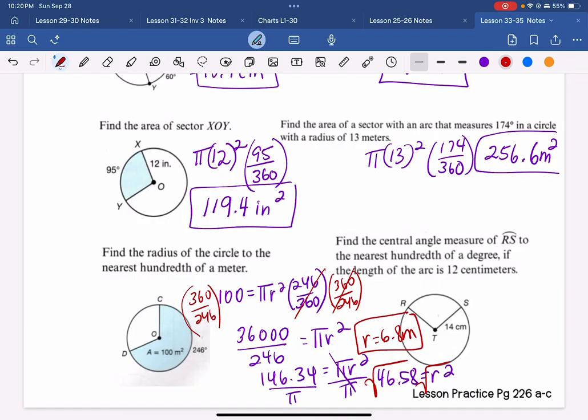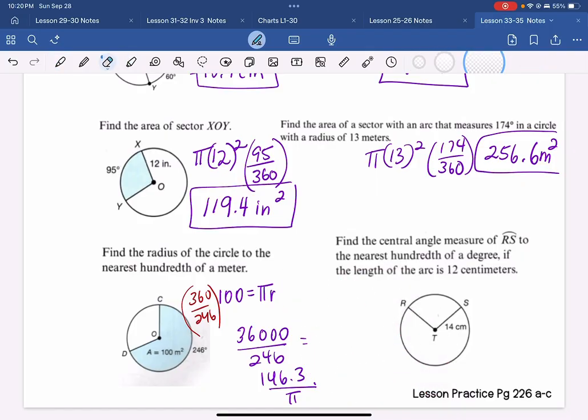All right, let me erase that and make some room for this last problem. It's asking us to find the central angle. So remember, central angles are equal to their intercepted arcs. So really they're asking us to find this, and then we'll know this. Okay, and it says find arc RS to the nearest hundredth of a degree, so rounded to 2 decimal places, if the length of the arc is 12. So they gave us the length.